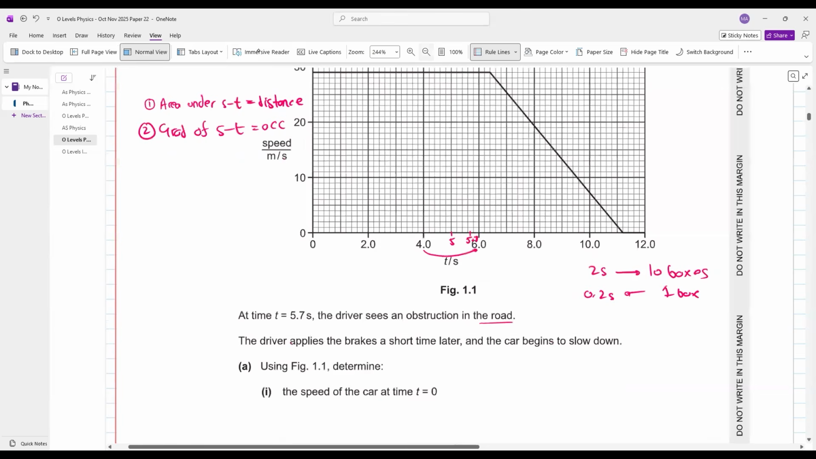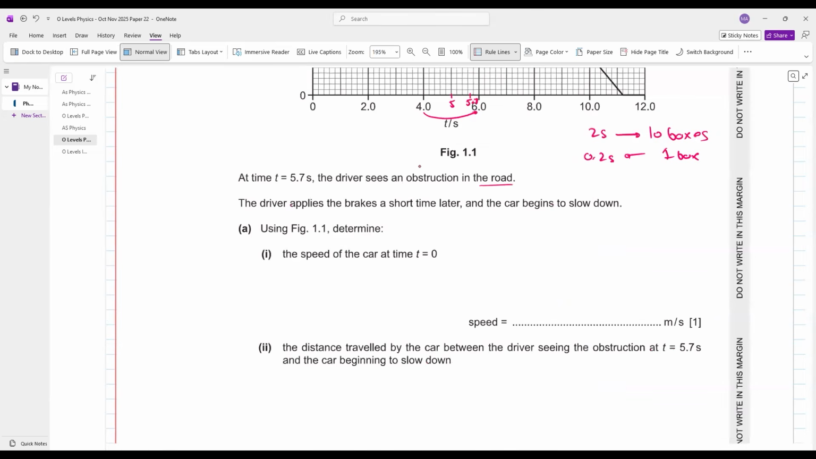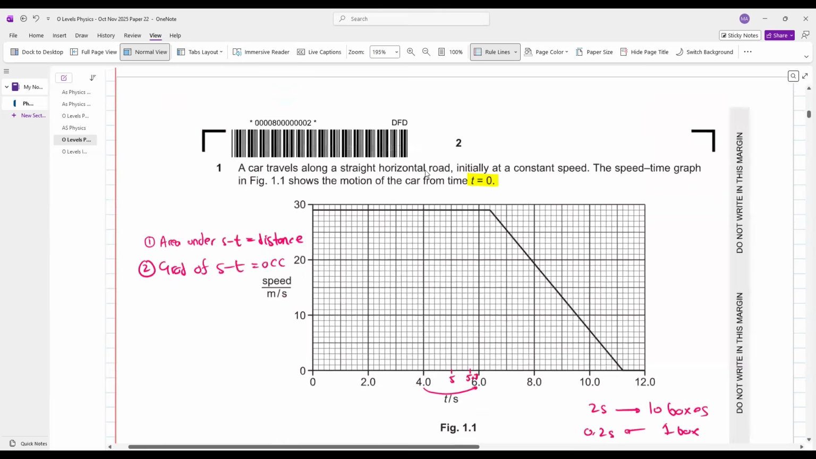Okay, moving ahead. The driver applies the brake a short time later and the car begins to slow down. Use figure 1.1 to determine the speed of the car at time t equal to 0. You have to determine the speed of the car at time t equal to 0. This is the speed of the car at time t equal to 0.